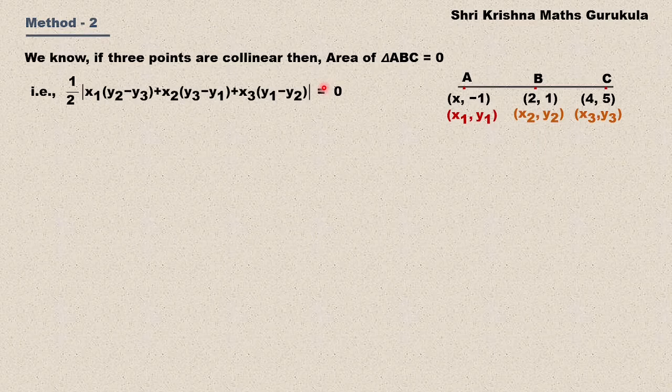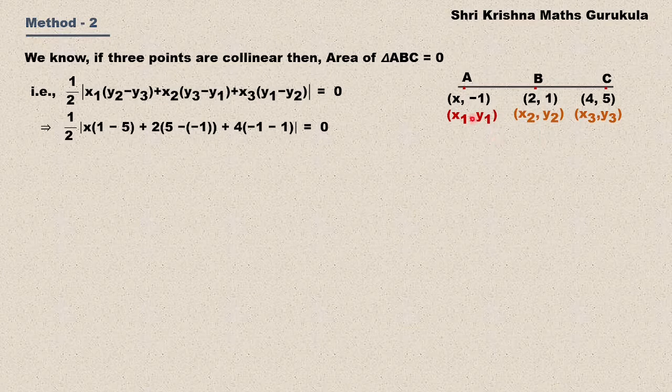When we know 3 vertices of a triangle, what is the formula to find the area of the triangle? It is half into modulus of x1 into (y2 minus y3) plus x2 into (y3 minus y1) plus x3 into (y1 minus y2) is equal to 0. Why are we equating it to 0? Because we know that there is no triangle possible. So area has to be 0. That is why we have directly equated the area to 0.